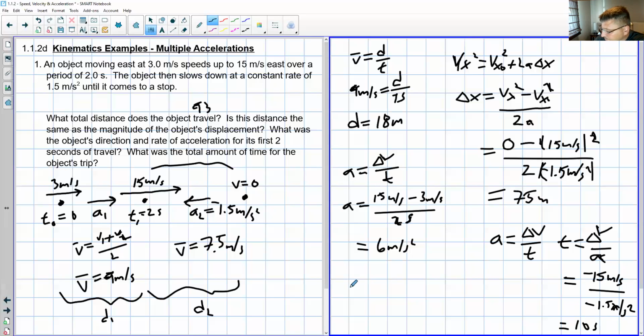So our total time of motion is, in fact, 12 seconds. All right, so let's see. For each interval, we have the starting and ending speeds, we have the accelerations, we have the time, and we have the distance. So we know everything about both of these motions. Let's look at another problem.